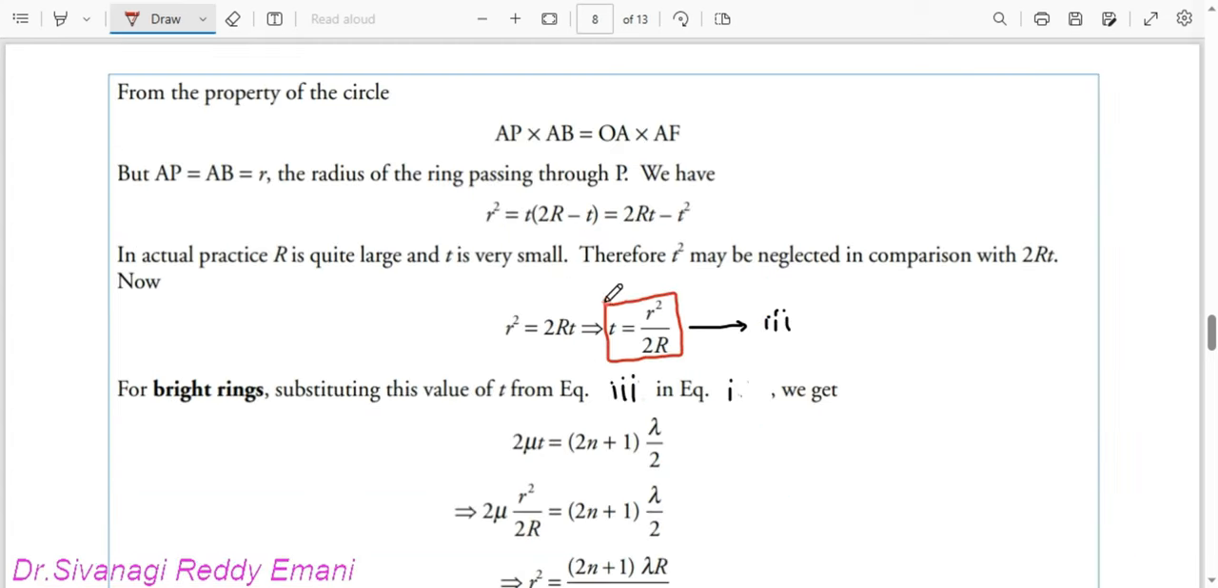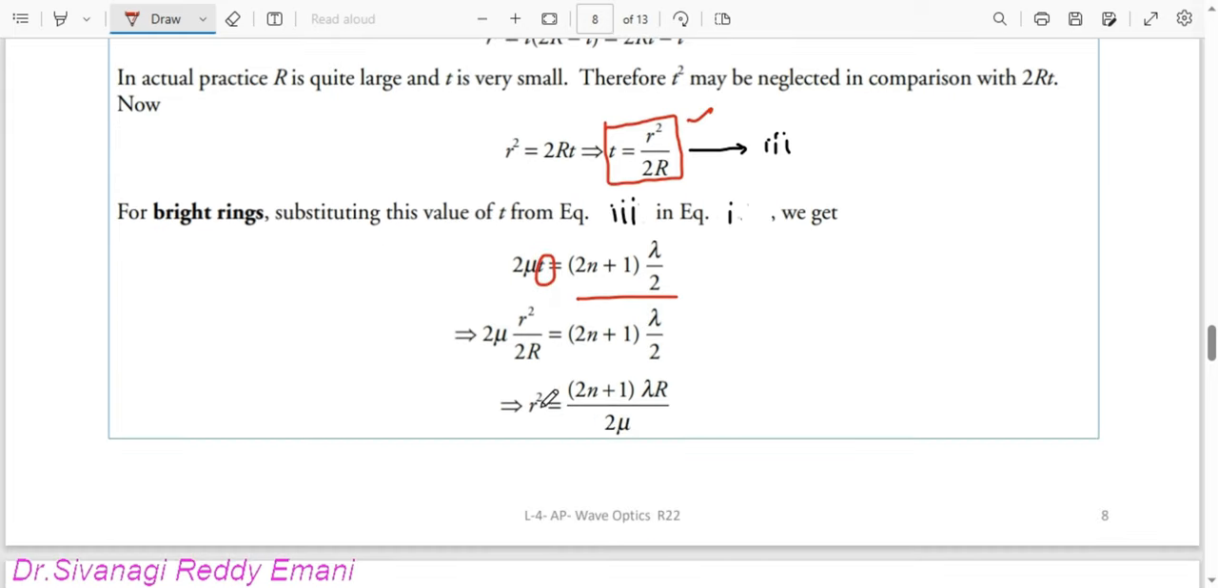Whether you use the Pythagoras theorem or the product of the parts theorem, the thickness we got is r square by 2R. Now for the bright rings, this value of t we have to substitute into condition 1, where we equate it to (2n plus 1) into λ by 2. So 2 mu t is equal to (2n plus 1) into λ by 2. Now t is replaced with r square by 2R, that will lead to r square is equal to (2n plus 1) λR by 4 mu.